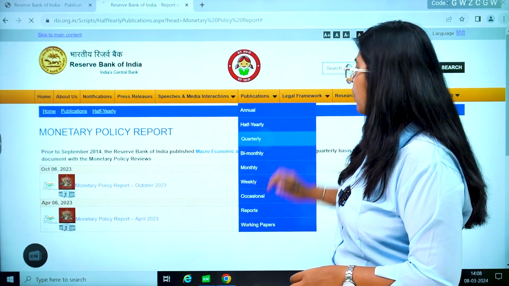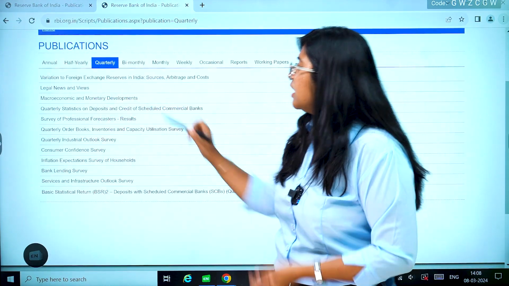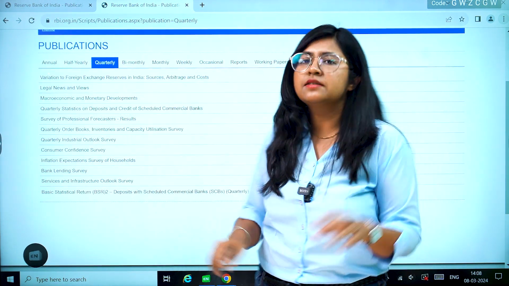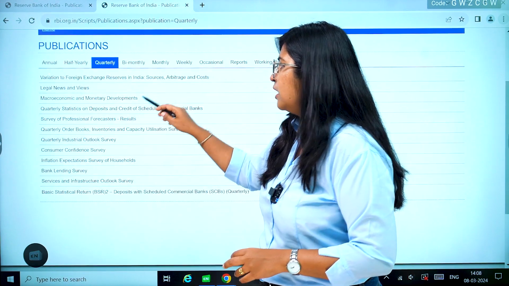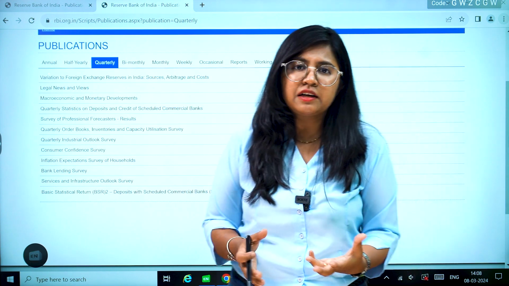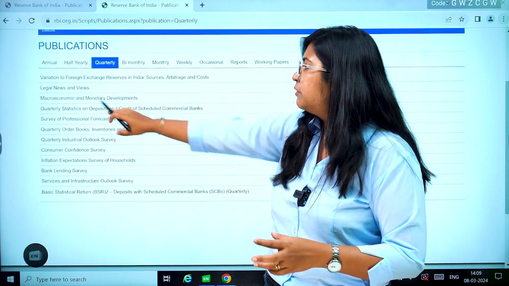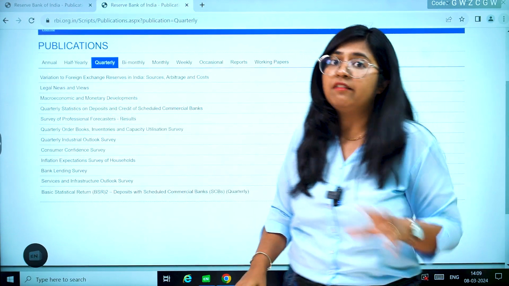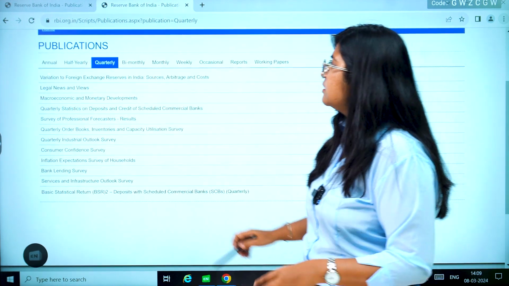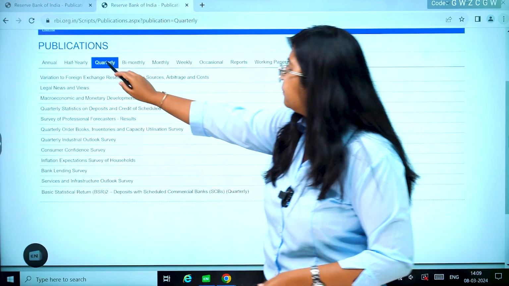Then next is quarterly. What all things come quarterly? So quarterly, you will find all of these things. For Grade B DEPR, macroeconomic and monetary developments is very important. You can go for this. Other than that, it's a good read, but not very specifically related to DEPR. But if you really want to give a read, first macroeconomic and monetary developments in the country. That comes quarterly, every 3 months. So you have to have an update every 3 months on this website. Okay.